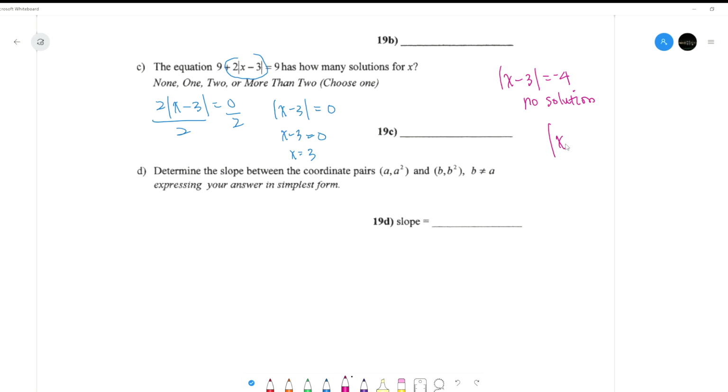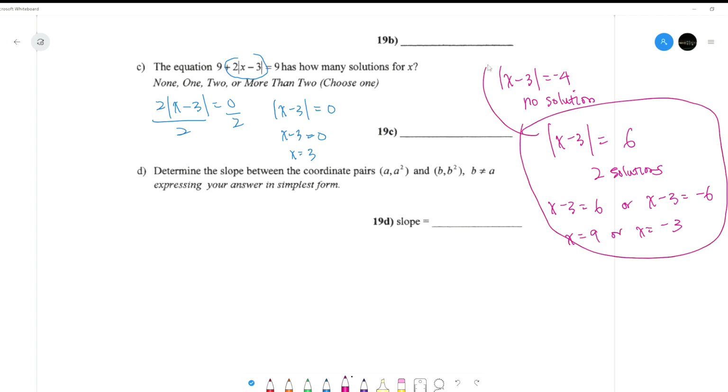But if they give you a problem like this one, how many solutions are there? This one has 2 solutions, right? This one would be x minus 3 is equal to positive 6, or x minus 3 is equal to negative 6. So this would be x equals 9, or x is equal to negative 3. So you see how these two problems are very, very different from each other? And then when you have a problem where it's equal to 0, it's just one solution. Okay, those are the 3 different cases. Any questions with that?